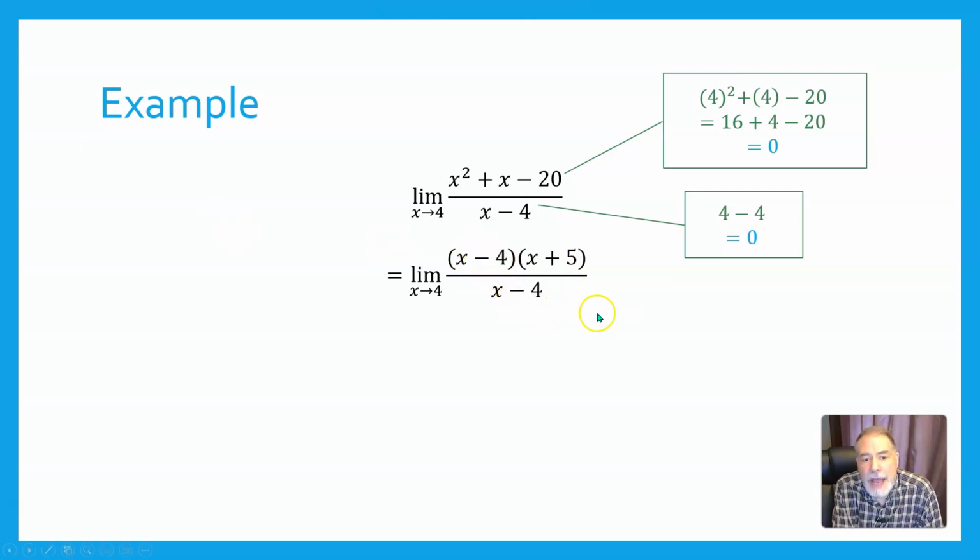So now we can divide out the x minus 4s. And now look what happens as x approaches 4. The limit of x plus 5 is 4 plus 5, which is 9. So we have our limit.